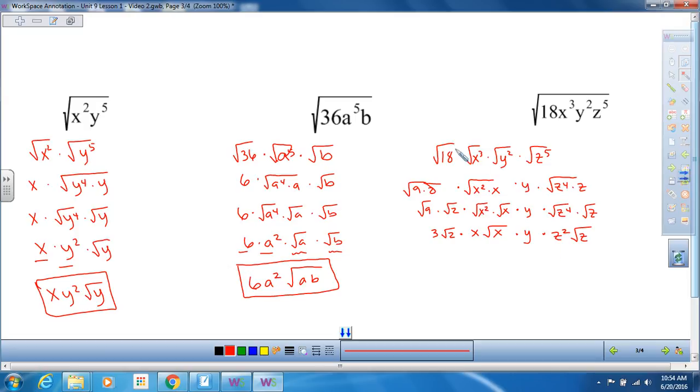So I like to just deal with each base individually. And then at the end, you combine everything that's on the outside. So 3 times x times y times z squared. So that's 3x y z squared. And then everything on the inside. So 2x z. So square root stays on the inside, 2x z. And that is my final answer.